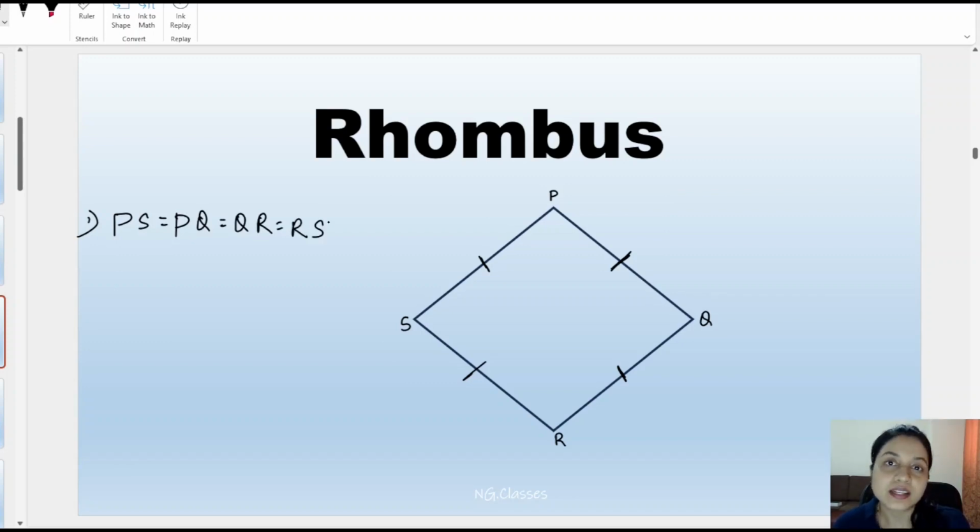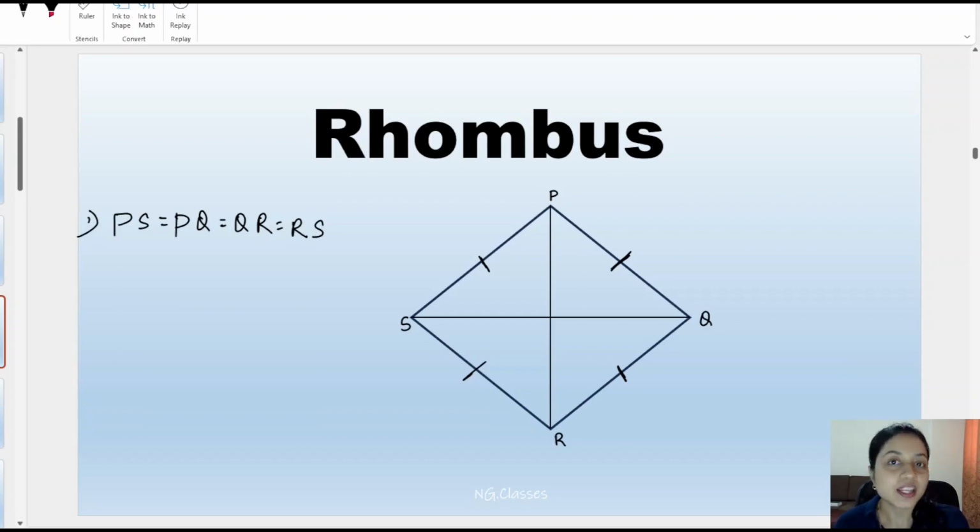And also diagonal of a rhombus bisect each other at right angle. So let's draw the diagonal. So here the diagonal PR and QS bisect each other. Now bisecting means cutting each other in equal parts. So OP will be equals to OR and OS will be equals to OQ, and it bisect each other at right angles. So here we will have 90 degree. These are the specific properties of rhombus. Apart from that, it will follow all the properties of parallelogram.